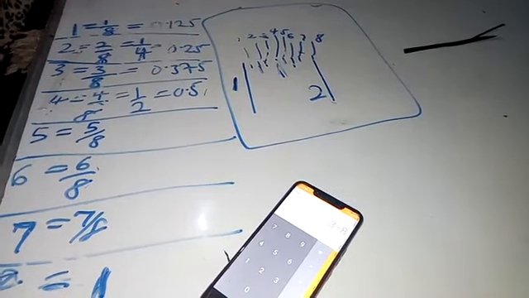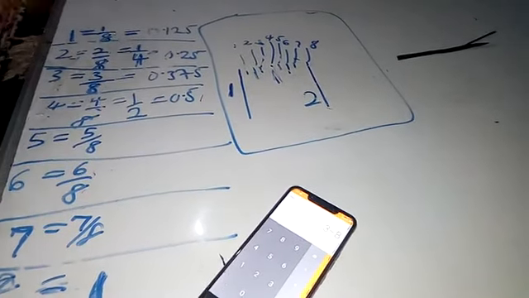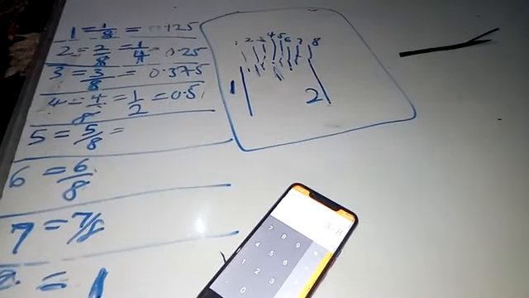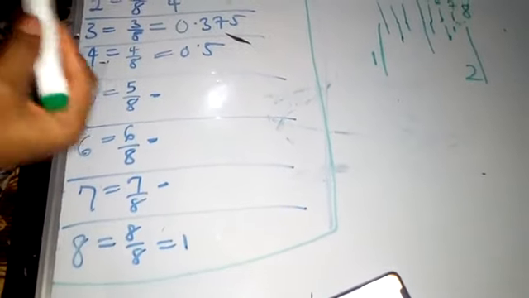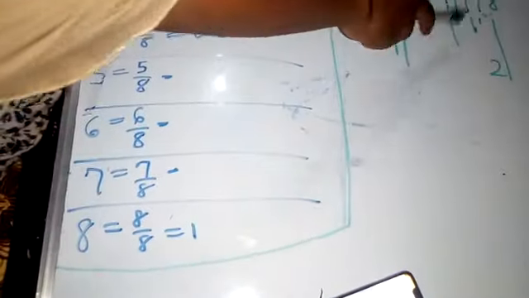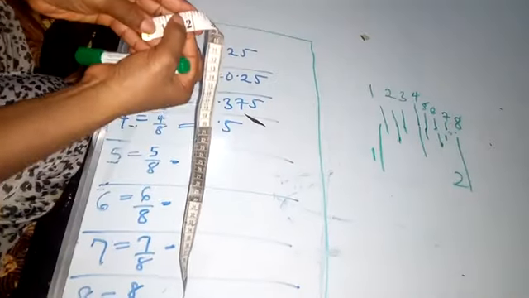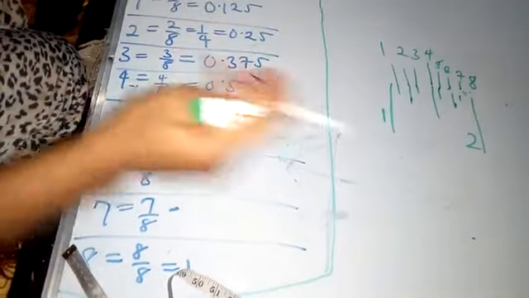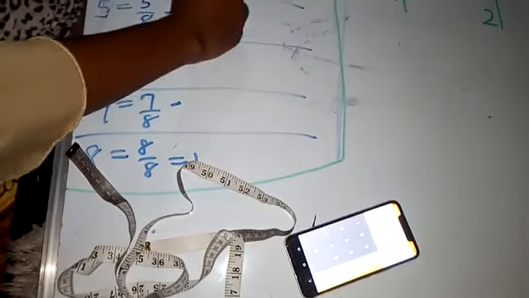So for the fifth line, which is 5 over 8, that's after the half here. So you just say 5 divided by 8. When you divide it, you have 0.625. That is it.